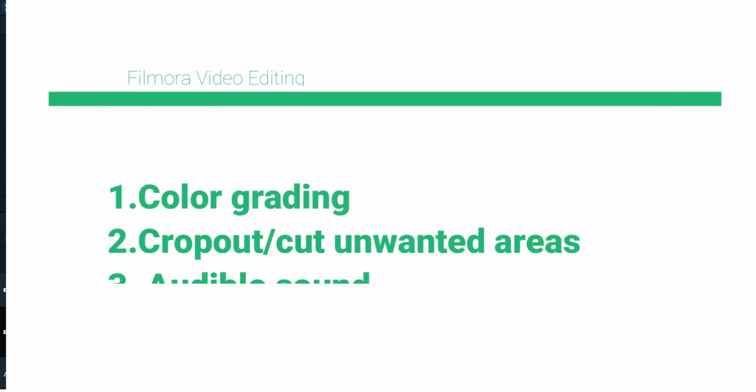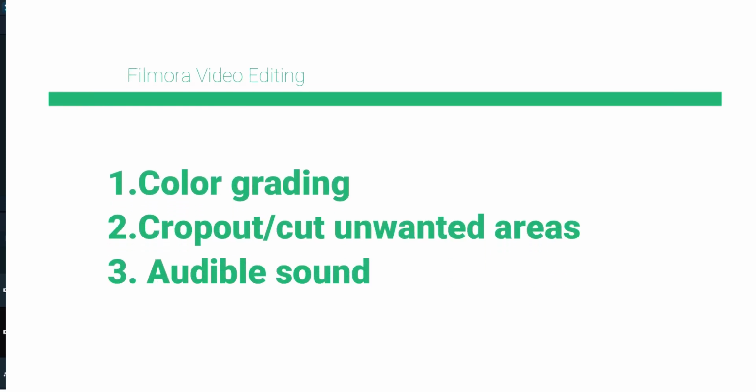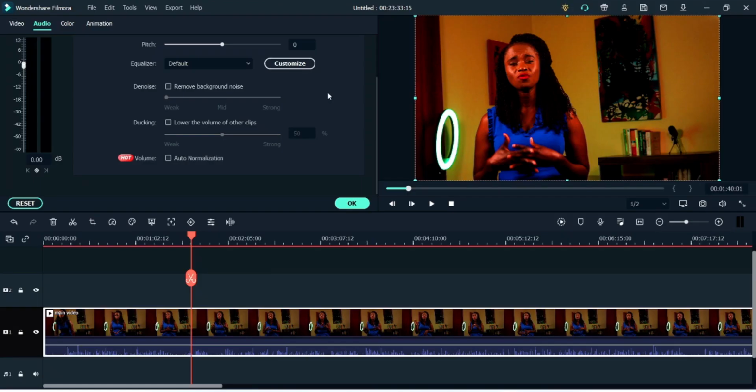So those are the three things you want to do. Again, the first thing I've said you want to do is color grading, crop the parts you know you're not going to use anywhere, and the next thing, you want to make sure that your sound is clear.